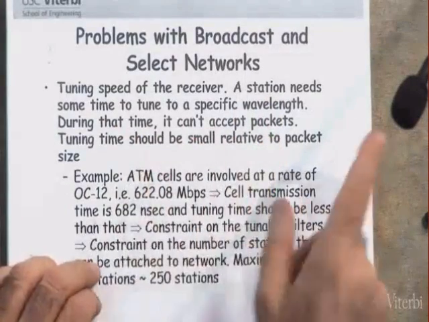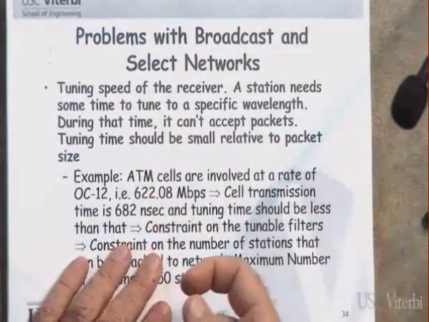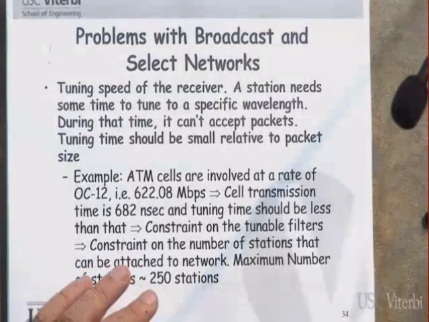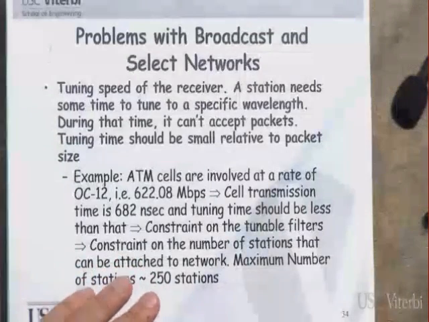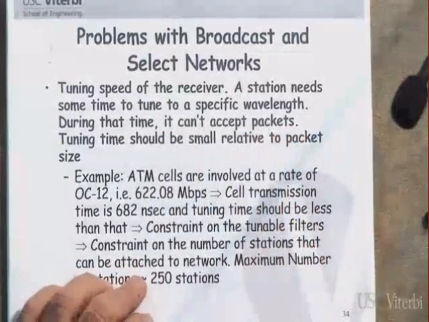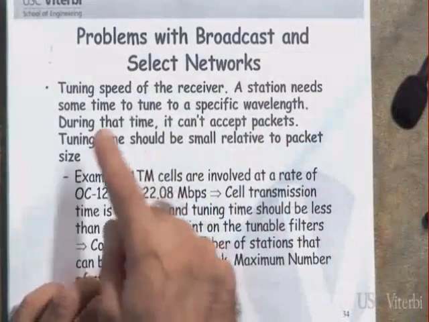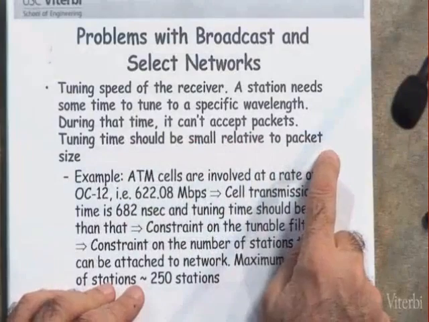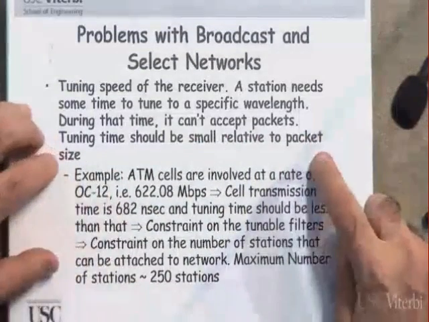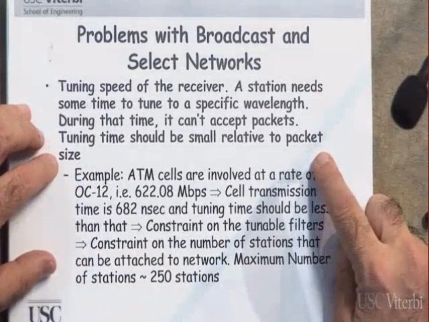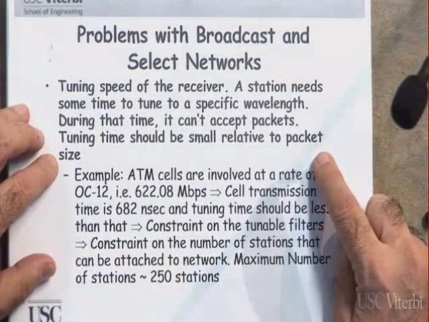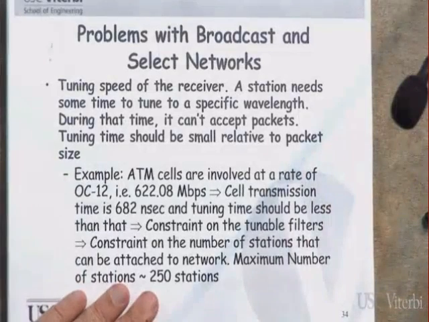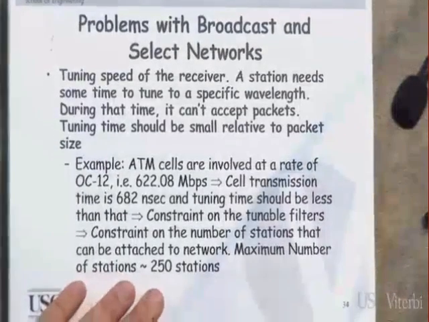Packets. Why it cannot accept packets during that time? It's trying to tune to a certain wavelength. Before you tune to a certain wavelength, all the packets will not be accepted. The tuning time should be small relative to the packet size. Do you understand what that means? The tuning time needs to be much shorter than the packet transmission time. Clear? So that you can tune before the packet comes.